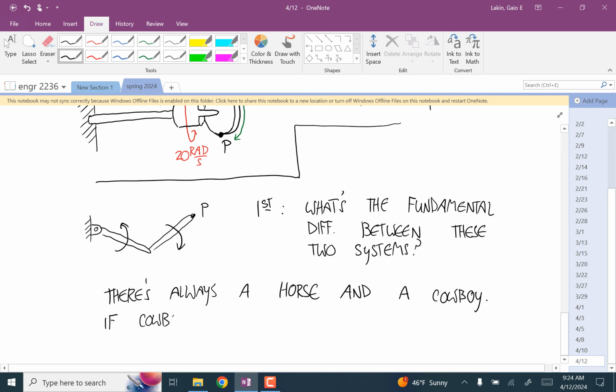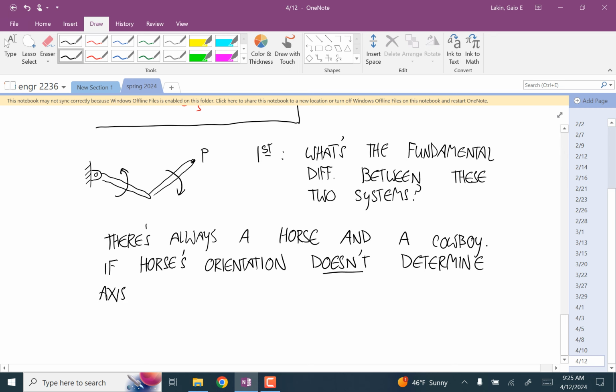So if the cowboy's orientation doesn't determine, no, I gotta be careful here. If the horse's orientation doesn't determine the axis of rotation of the cowboy, it's easy.